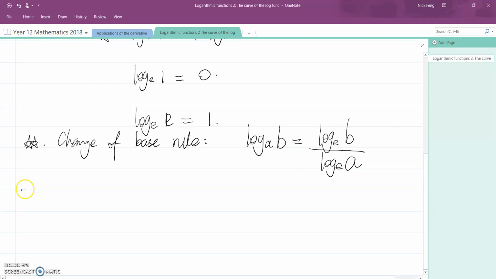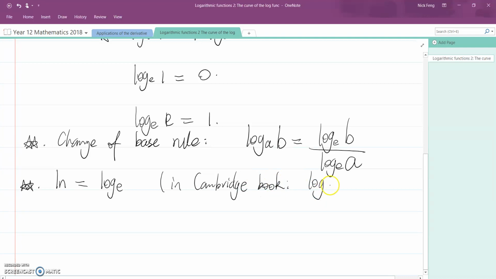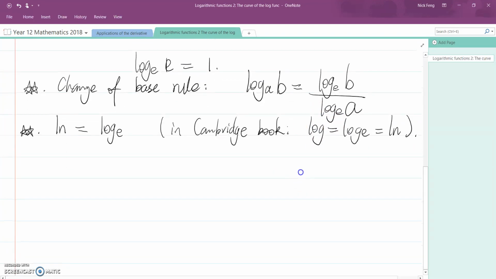Some notation. Remember, ln is exactly the same as log base e. And in the Cambridge book only, all the log you see is the same as ln. It is not the same thing as log on your calculators, because the calculator log has a base of 10, which we rarely use now. So let's take a look at what we need to do today.